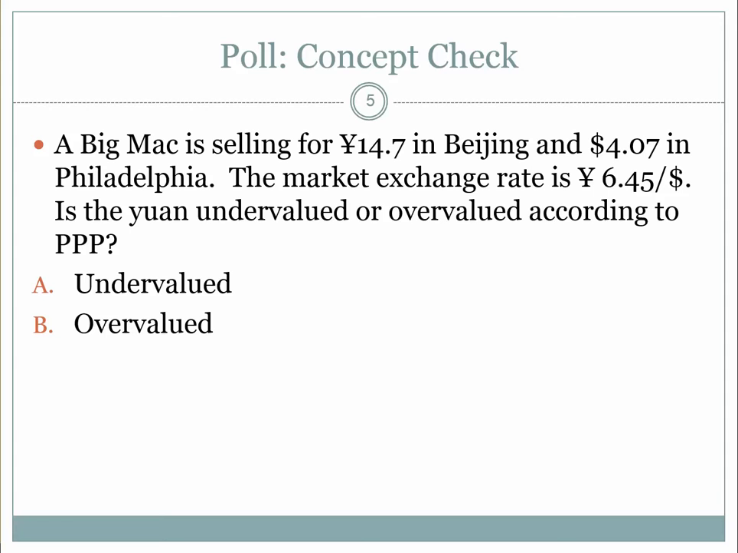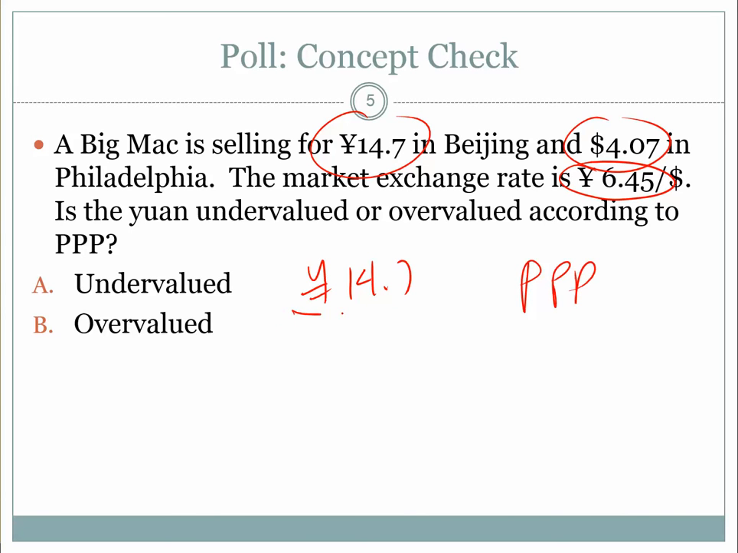So here's an example using another traded good that's widely available over the world, a Big Mac. Say a Big Mac is selling for 14.7 yuan in Beijing and $4 in New York. Could we use PPP to suggest whether the yuan is undervalued or overvalued? Well, what we would do is take the ratio. Since the market rate of the yuan is 6.45 yuan per dollar, let's calculate the PPP exchange rate in yuan per dollar. So we'll do the yuan price of a Big Mac over the dollar price of a Big Mac.